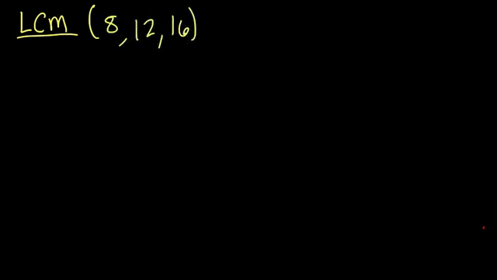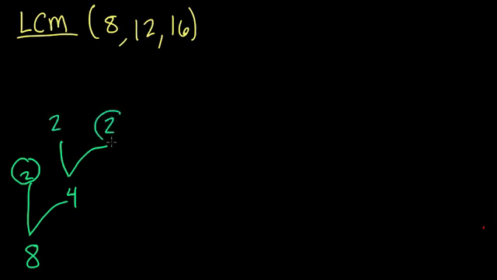Find the LCM, or least common multiple, of three numbers. We're looking at the numbers 8, 12, and 16, and I want to use my prime factorization technique to do this. So what I would do is grow the tree for 8, right? That's 2 times 4. 2 is prime, keep going. 4 is not. 4 is 2 times 2, right?